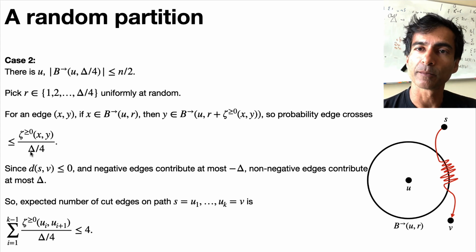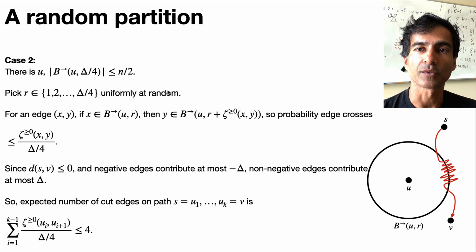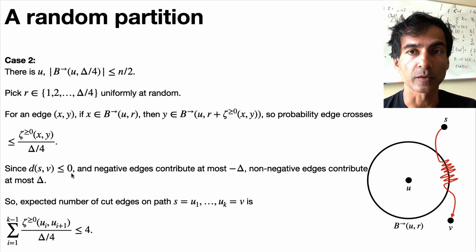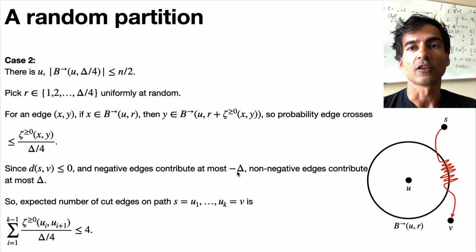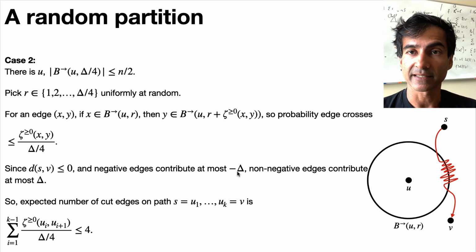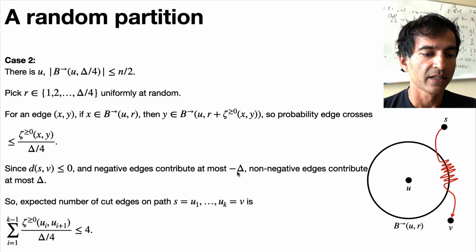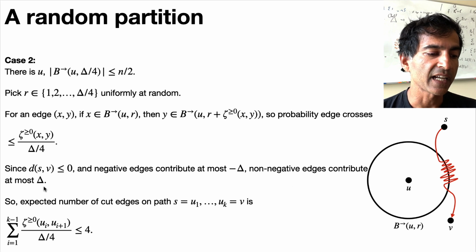And so that gives you a bound on the probability that any edge is cut by this process, by this random ball. And because the shortest path distance from S to V is less than or equal to 0, and the negative edges on the path from S to V contribute at most minus delta, right? Because there are at most delta negative edges by assumption. The non-negative edges can contribute at most delta, right? So the total non-negative edge weight is at most delta.